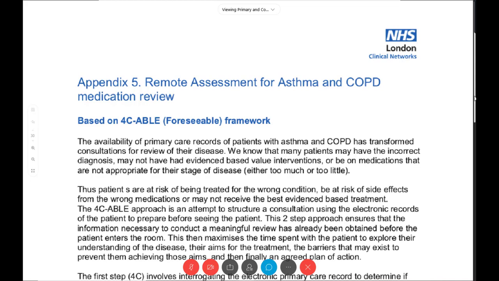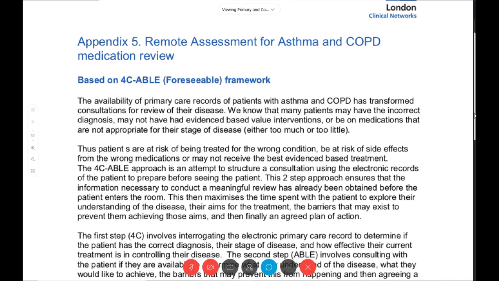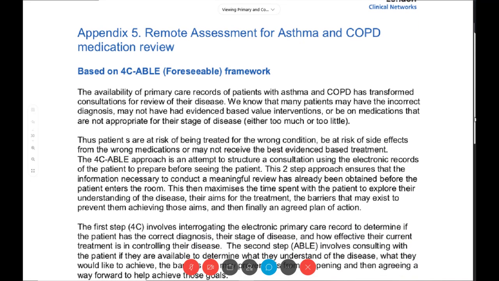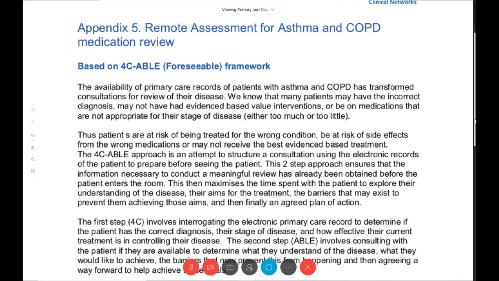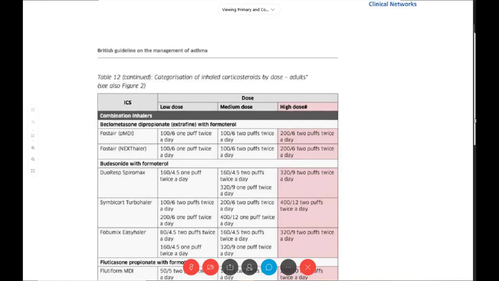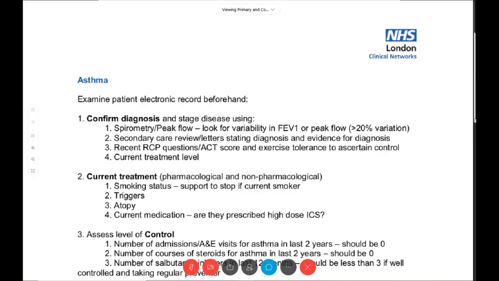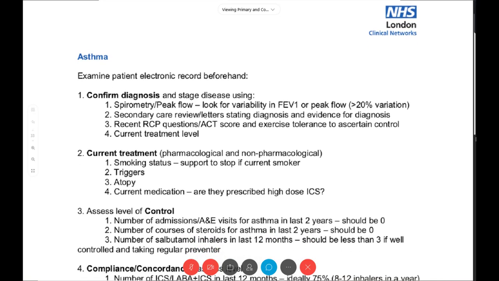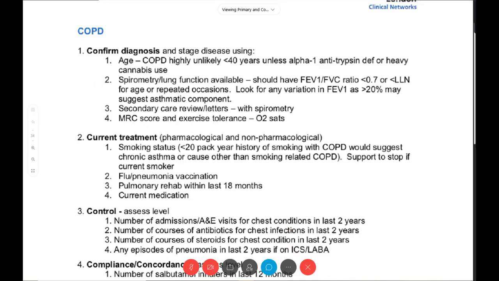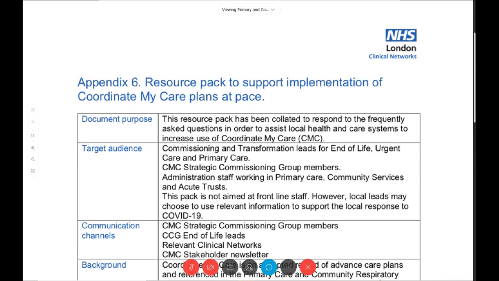This is the section suggesting how you can identify patients that may be suitable for reduction of inhaled steroids. It tells you which ones are high dosages, and we have a separate section for asthma patients and for COPD patients, and how you can step these patients down from their dosages.